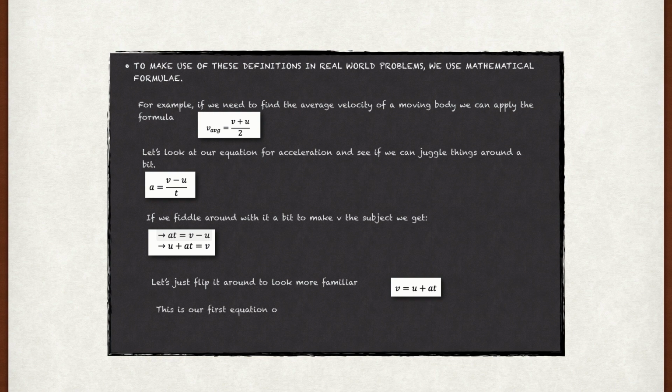If you need to understand what's going on here, if you need to catch up, just pause the video, look at it, write it down, make sure that you can do the derivations yourself, make sure that you can do the transposition yourself. So we start from the formula for acceleration, v minus u divided by t, and we make v the subject. So we end up with v is equal to u plus a times t. So final velocity is equal to initial velocity plus acceleration multiplied by time.